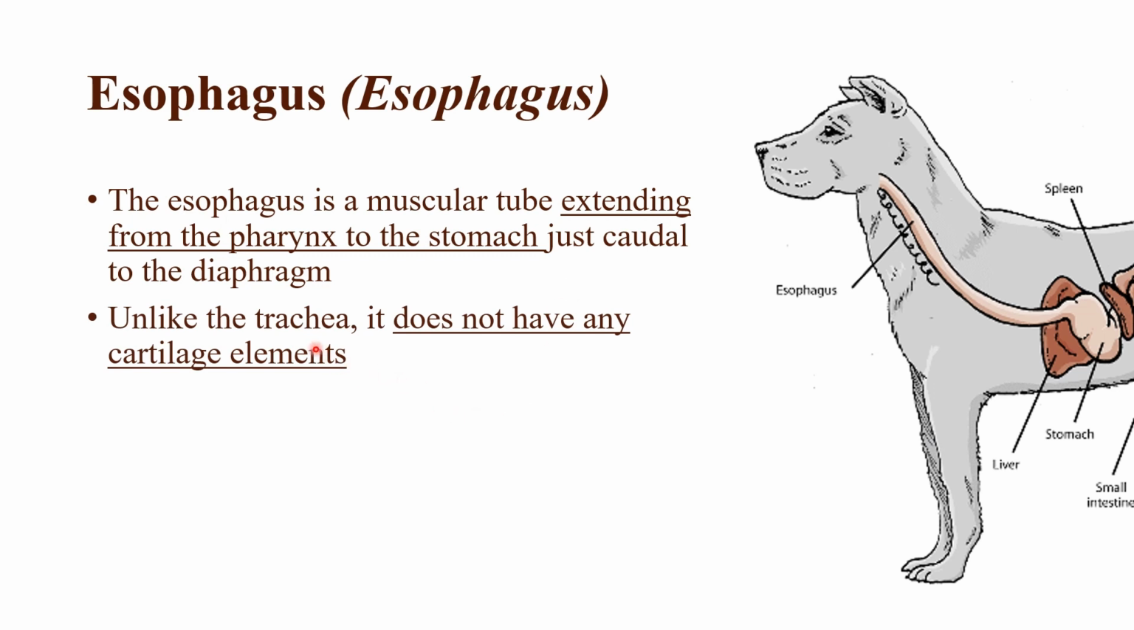But unlike the trachea, it does not have any cartilage elements, and that makes sense because the feed or water needs to pass through it, and we do not have one set size of the feed or the gulp of water that needs to pass through at one time, so it needs to extend without any interfering elements like cartilage.